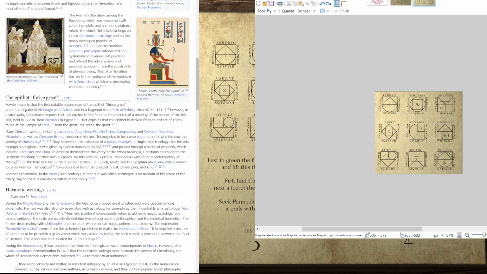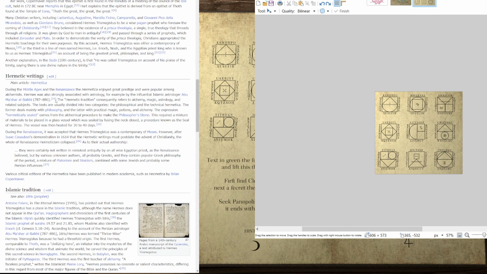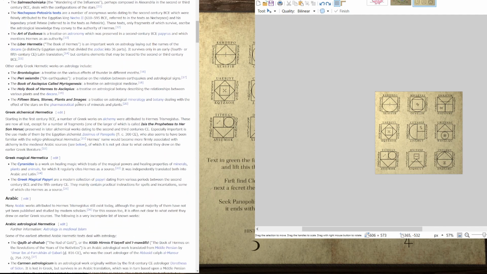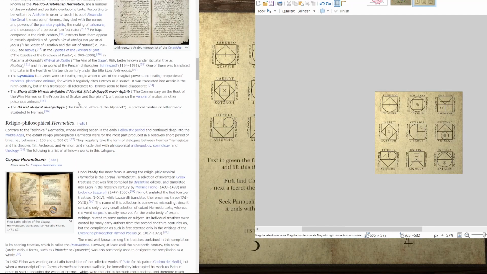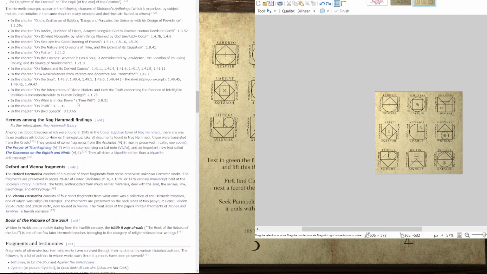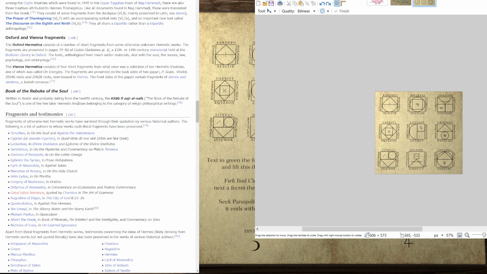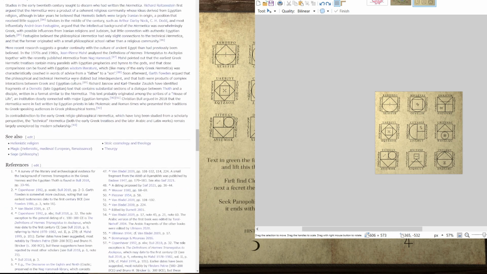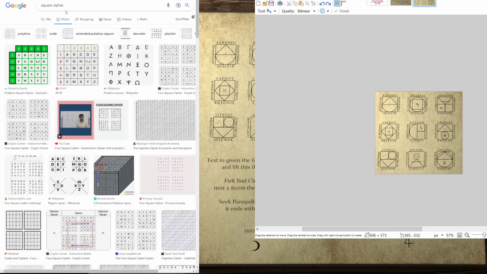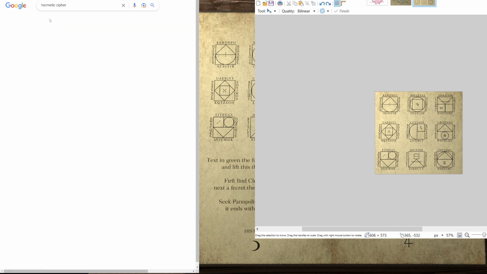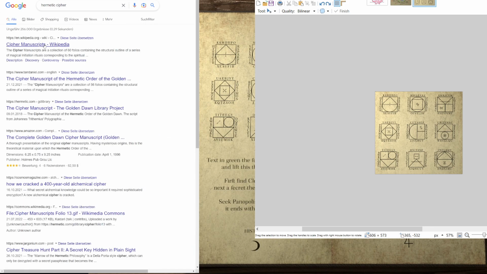Text in green, the substitution will reveal. And we need hermetic writings. Hermetica. Okay, let's try hermetic cipher or something. No, that doesn't look good.